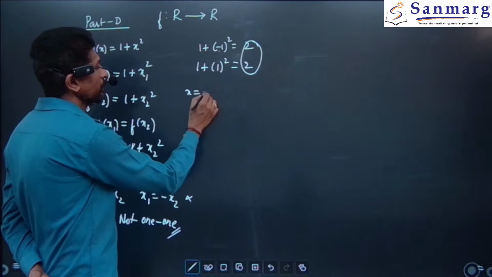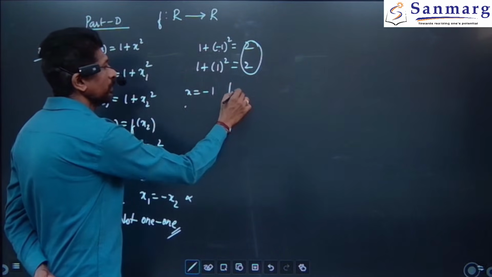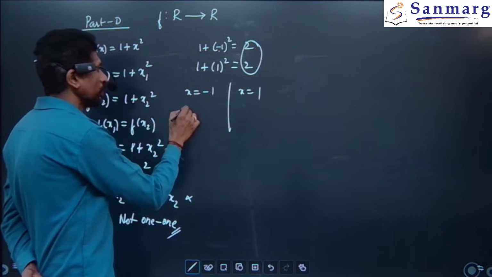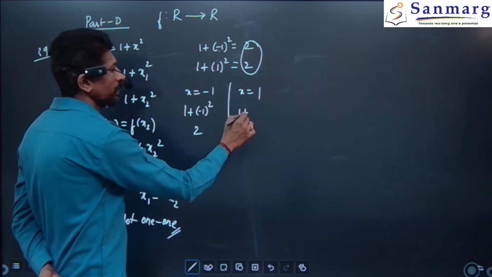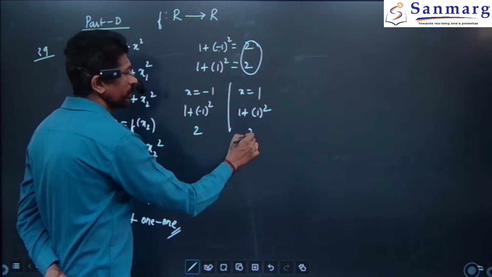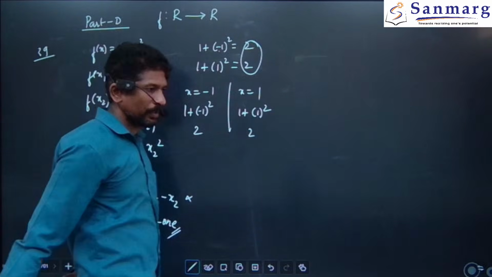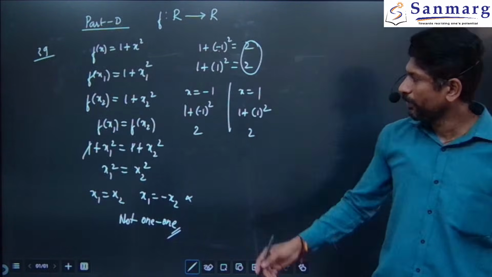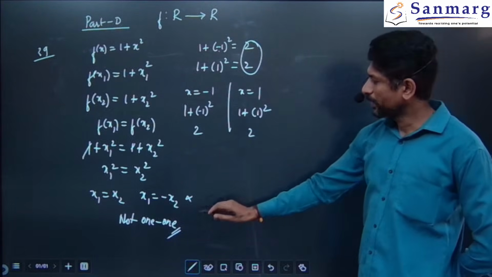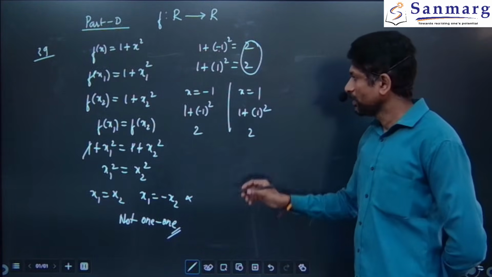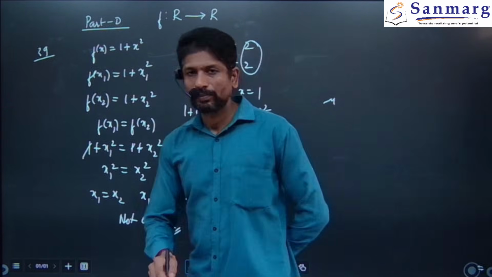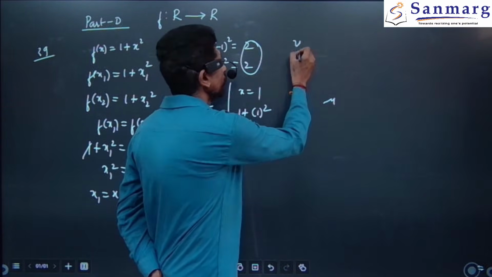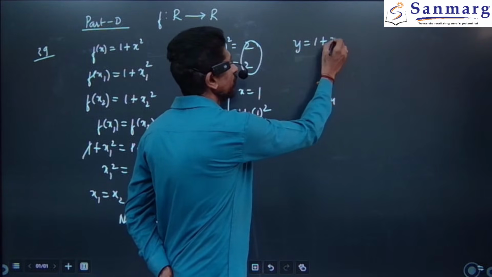If x is minus 1, if x is plus 1, so automatically 1 plus (minus 1) square becomes 2, 1 plus 1 square becomes 2 itself. So therefore, for the two pre-images, only one image is there, so therefore that is not a 1-1 function. Now, next, again by considering y is equal to 1 plus x square.